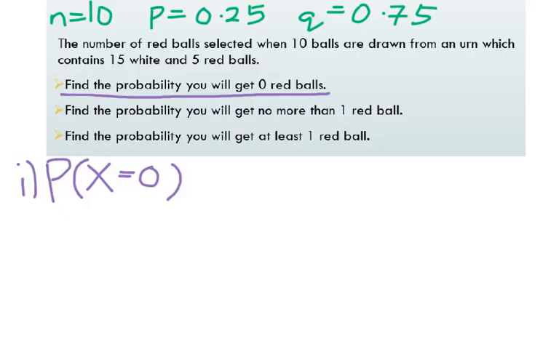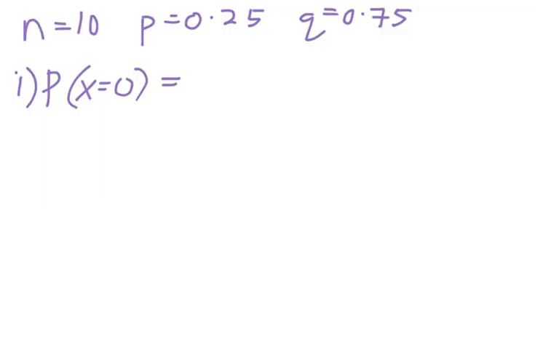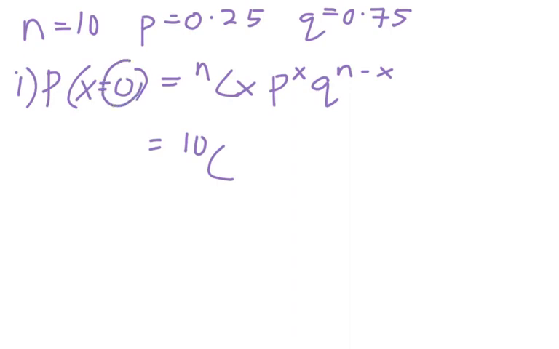So the formula given to us is nCx p to the power of x q to the power of n minus x. n is our number of trials, and we know our n is 10, so we can substitute with the value. So 10 C, then x is the number of successes, which is whatever probability we want to find. You can see that x equals 0, so our x is 0.